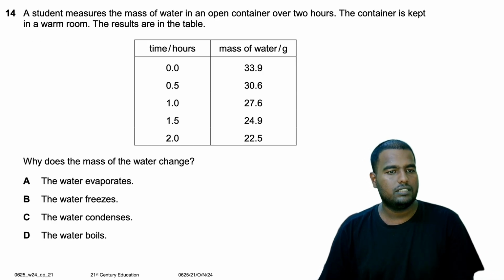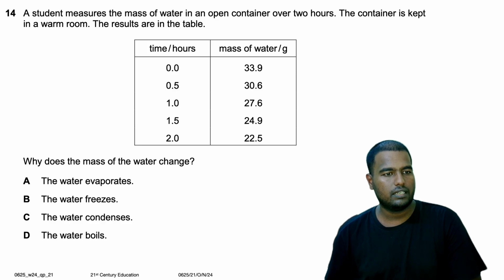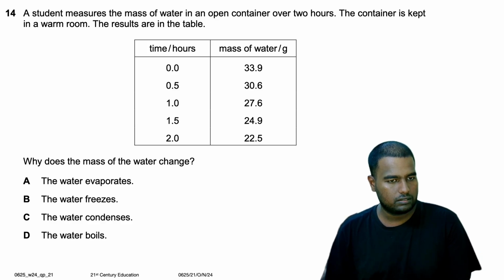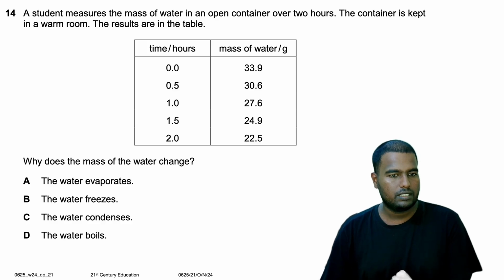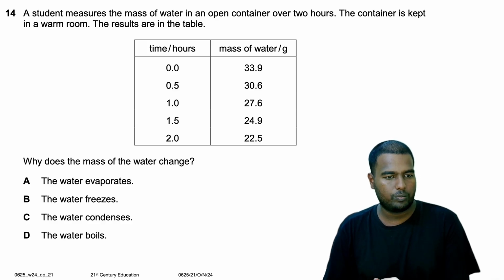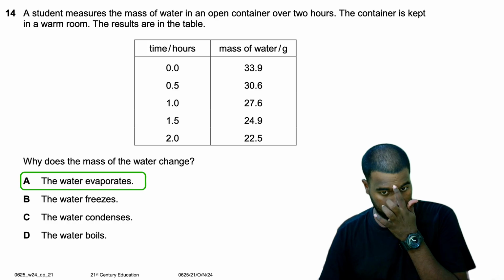A student measures the mass of water in an open container over 2 hours. The container is kept in a warm room. The results are in the table. Why does the mass of the water change? As the time increases, mass decreases because of evaporation. The water evaporates.